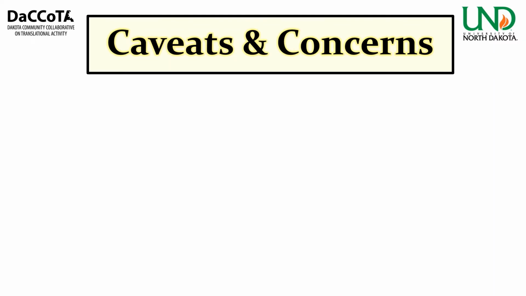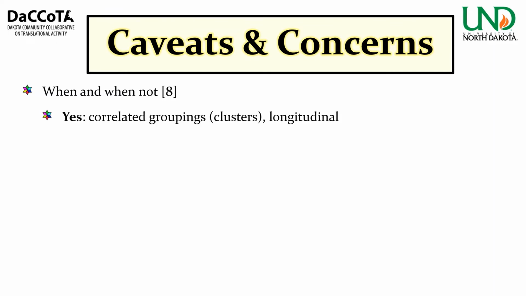So multi-level modeling is a tricky stack of cards to balance. Here are some caveats and concerns. You don't always need to use multi-level modeling. It's best for things like correlated groups, things with clusters, longitudinal, yes. If the clusters are across time, that's essentially longitudinal. Furthermore, maximum likelihood methods can handle unbalanced and even missing data better, especially for longitudinal data, than things like MANOVA or repeated measures ANOVA.